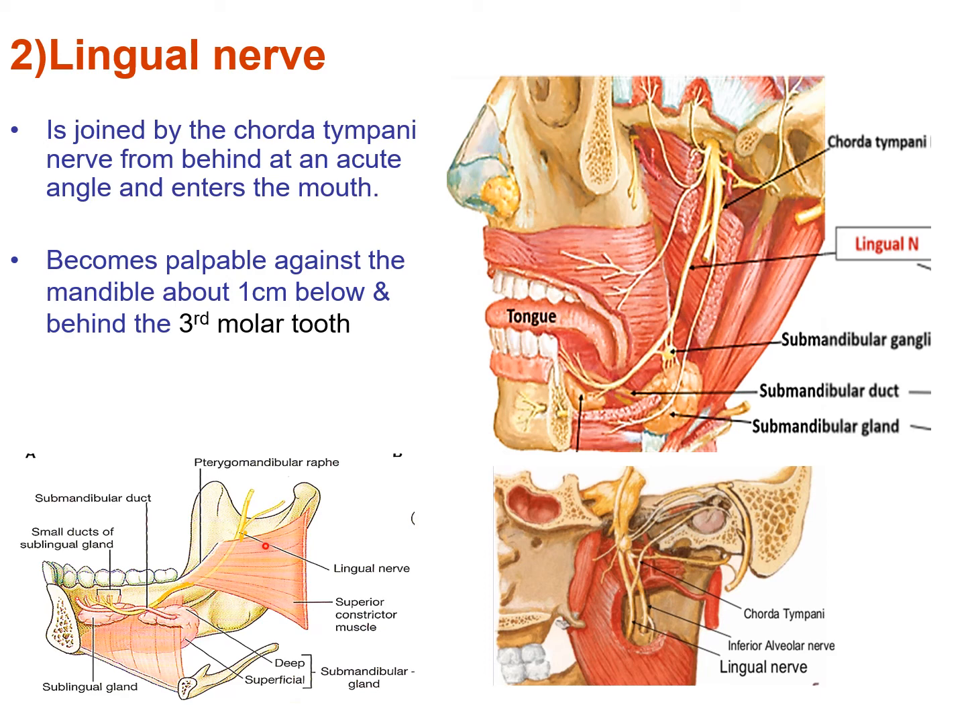So, the lingual nerve comes in direct contact with the mandible, lying medial to the third molar tooth, and it runs beneath the origin of the superior constrictor and the mylohyoid muscle. The nerve here is covered only by the mucous membrane of the gum, and it becomes palpable against the mandible about 1 centimeter below and behind the third molar tooth.